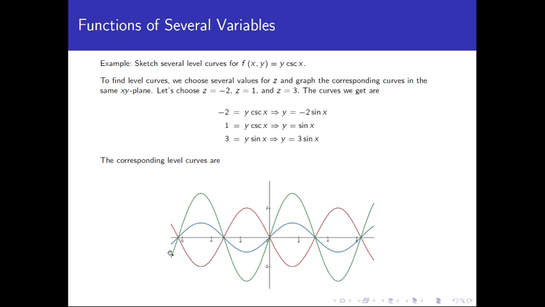Technically, where this is crossing the x-axis here, we wouldn't have those points included for level curves, because if we go back up to the original function, cosecant x is not defined at x equals 0 or pi or 2 pi, so technically there should be little holes there. But again, we're not really worried about what it looks like, because we're just trying to use the level curves to try to get an idea of what the surface looks like.